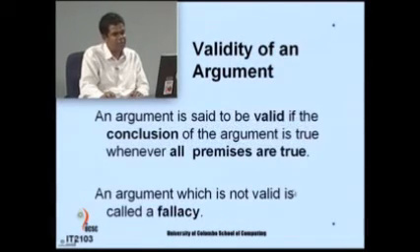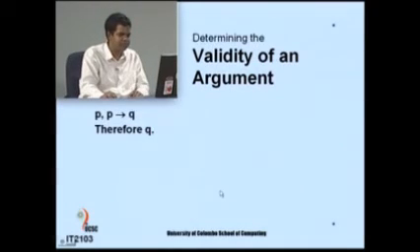Now, with arguments, what we are really worried about is whether the argument is valid or not. We say that an argument is valid if the conclusion of the argument is true whenever all the premises are true. So, if all the premises or the facts or the assumptions are true, then the conclusion is true, then we say that the argument is valid. If an argument is not valid, we say it is a fallacy. For example, if we have a whole lot of premises and the conclusion does not follow from the premises, then we say that the argument is a fallacy.